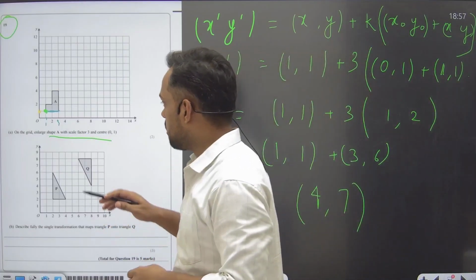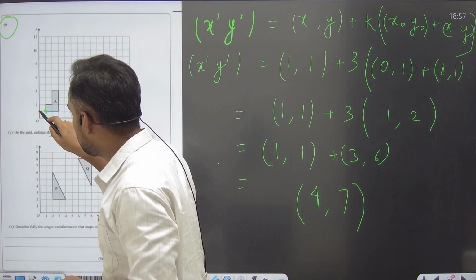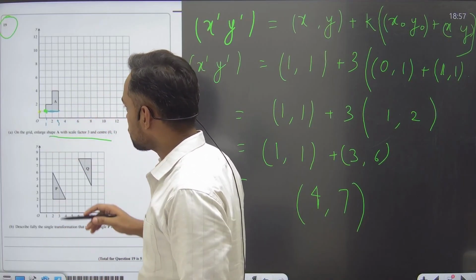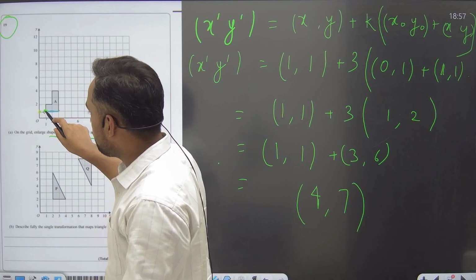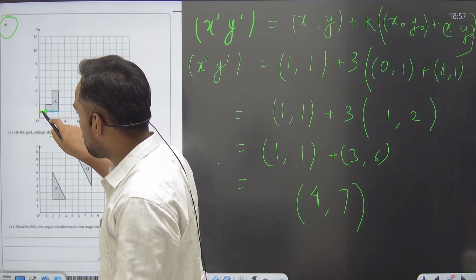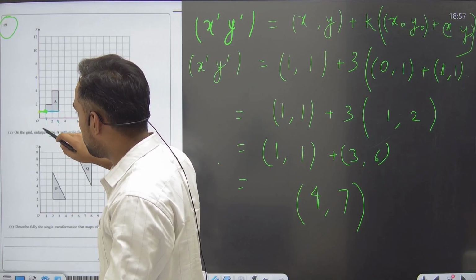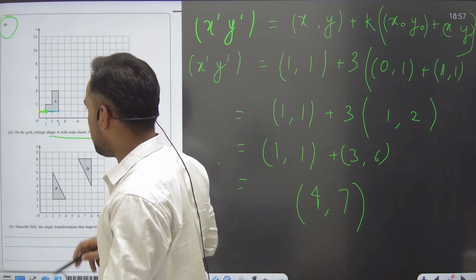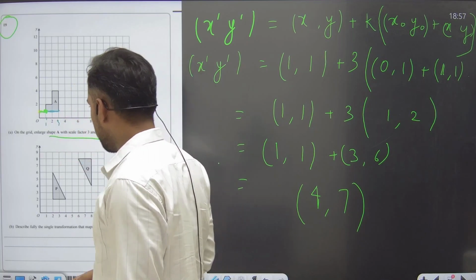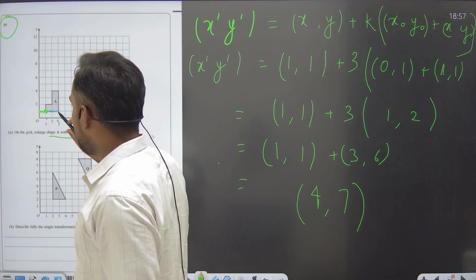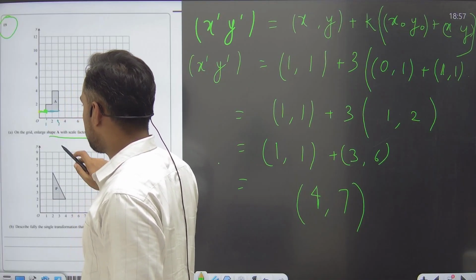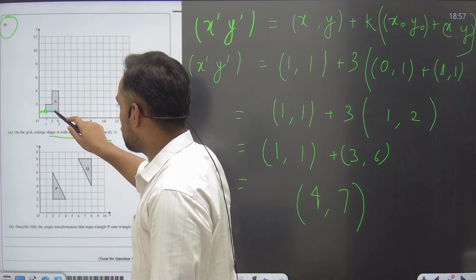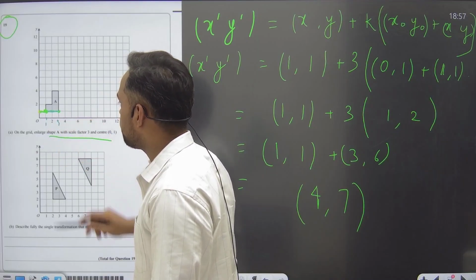What I will do here: see, this is (0, 1), the center, and this is our first point. We need to see the distance between the bottom left-hand corner and the center, that is (0, 1). From here to here it is 1 unit. The scale factor is 3, so if we move ahead by 3, it will be 1, 2 and 3. So this coordinate will come here.